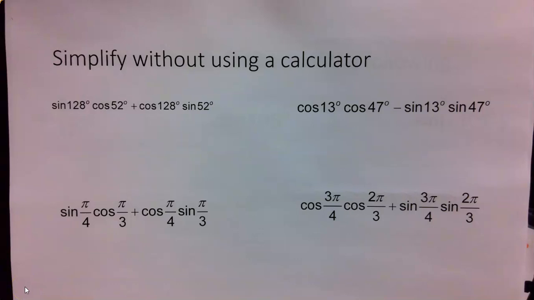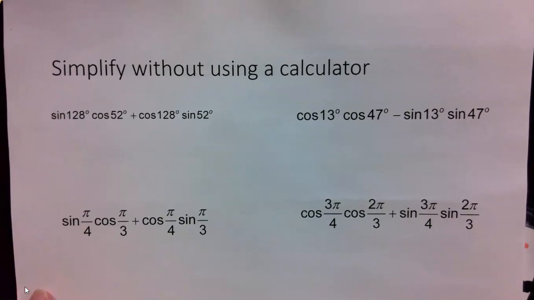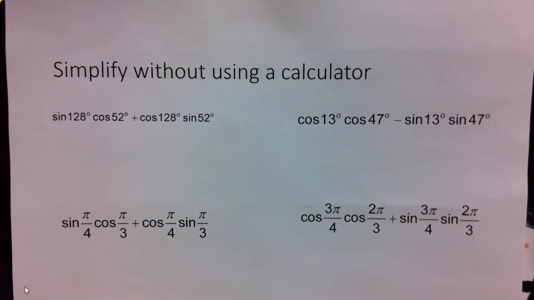Okay, so this is asking us to simplify without using a calculator. So they're asking us to either cheat, which of course we're not going to do because we're the triglets, or it's asking us to use our identities. So I'm going to probably write down what my identities are because I don't know if my teacher's going to give them to me, but I'm going to look them up in my notes here.